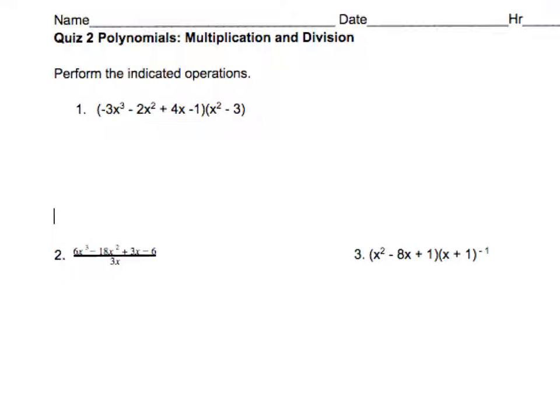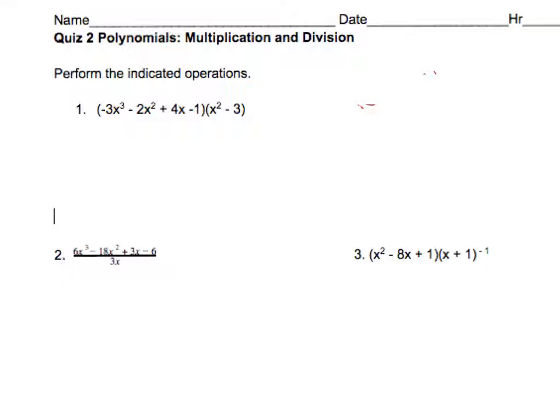Alright, to get you ready for the quiz retake on polynomial multiplication and division, here's your last quiz that you took, and I'll run through it pretty quickly. The first problem here is just a multiplication problem. And so, just like when you multiply two binomials together, you have to distribute x, and then distribute 3, and then add up like terms.